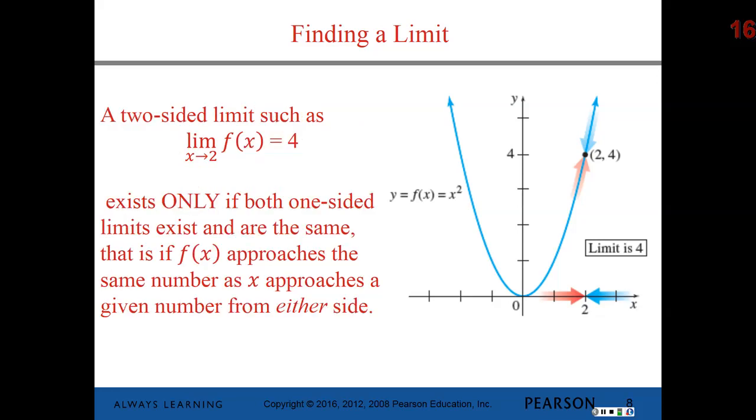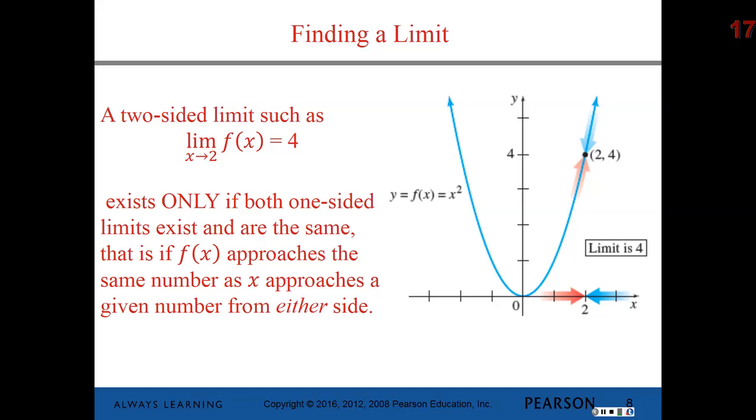Now, a two-sided limit, because remember those other two, I said they're one-sided because it's either approaching from the negative or from the positive. A two-sided limit just doesn't have any signs. It says you're approaching from both sides at the same time. And that two-sided limit exists only if both of the one-sided limits exist, and ours did, and they are the same.